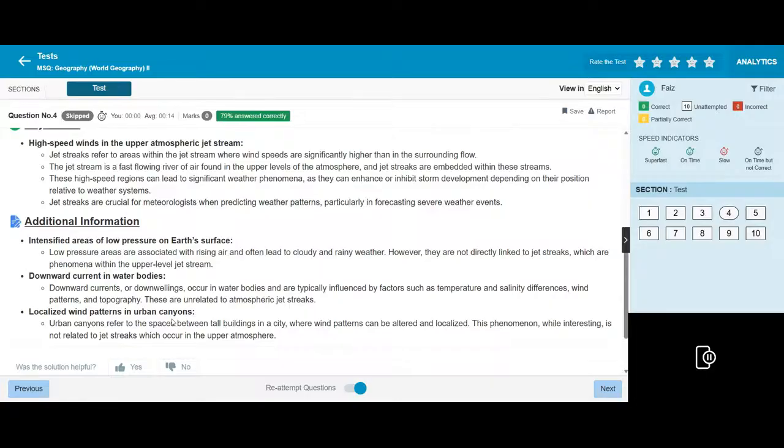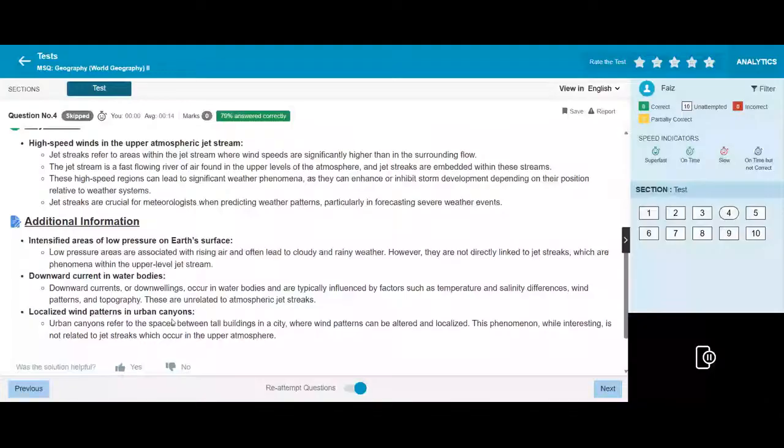These high-speed regions can lead to significant weather phenomena. They can enhance or inhibit storm development depending on their position relative to the system. Jet streaks are crucial for meteorologists when predicting weather patterns and weather events. Intensified areas of low pressure, or surface low pressure areas, are associated with rising air and often lead to cloudy, rainy weather. However, they are not directly linked with jet streaks, which are phenomena within the upper levels.